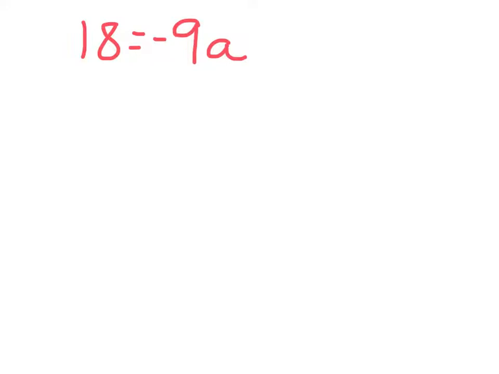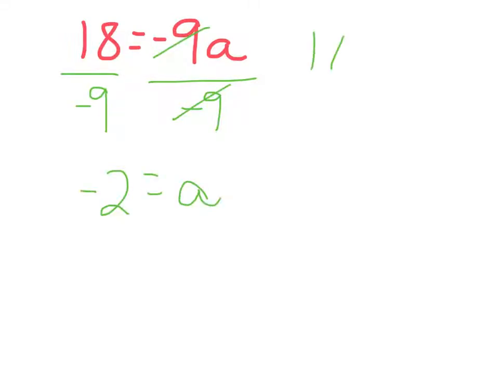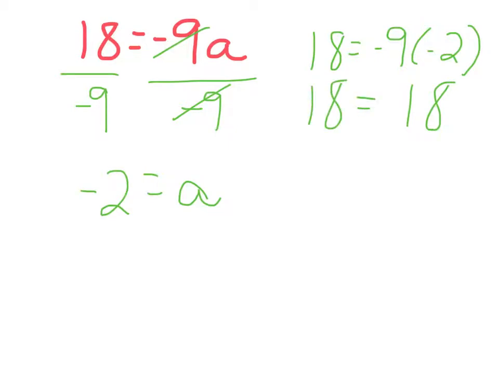Next equation, 18 equals negative 9a. Remember that negative 9a means times negative 9. So I'm going to divide by negative 9. So I have negative 2 equals a. I plug it in. 18 equals negative 9 times negative 2. That gives me 18, and over here I have 18.